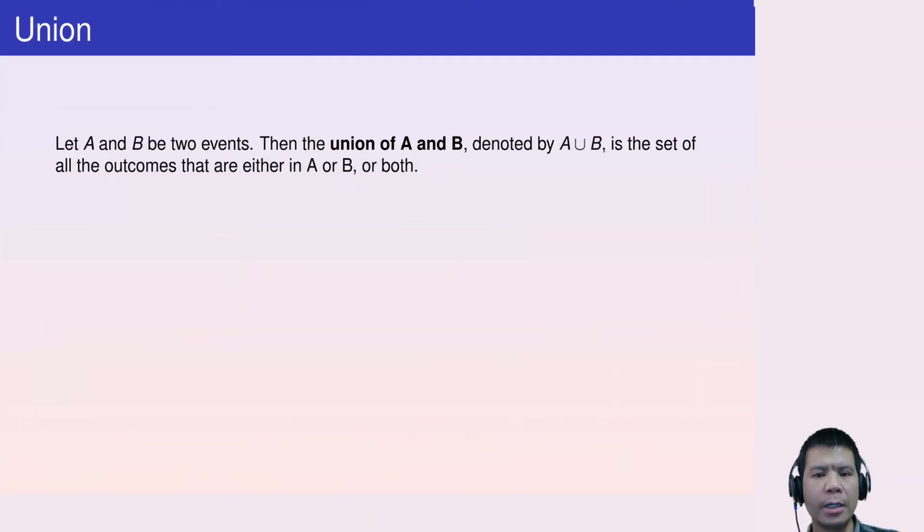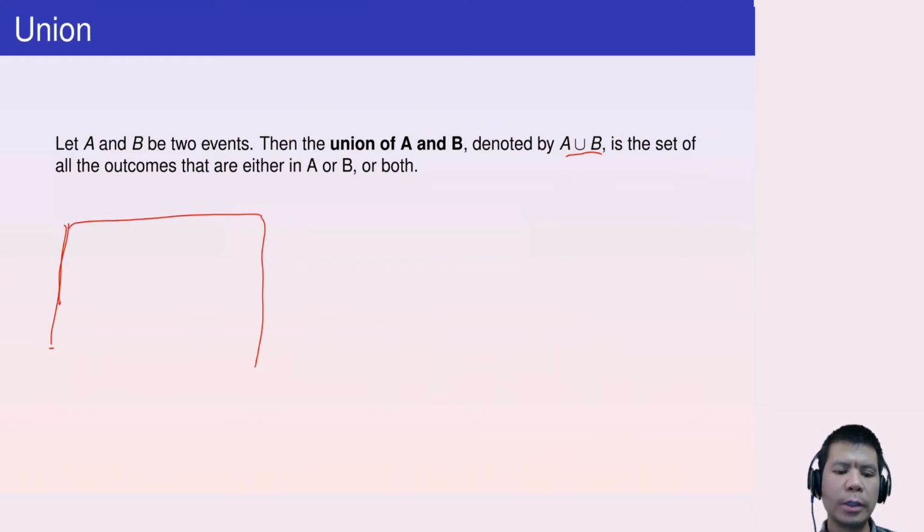Now the next concept, operation, is the union. Let A, B be two events. Then the union of A and B, denoted by A union B, is the set of all the outcomes that are either in A or B or both. So let's draw the Venn diagram here. This is A and this is B.